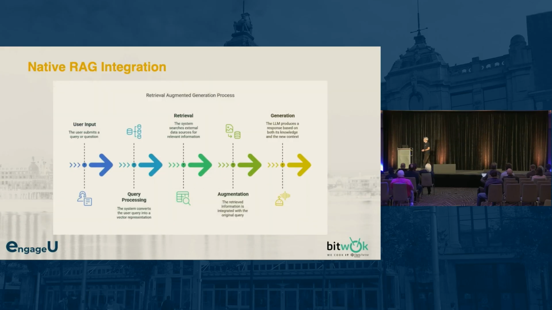So what you do is, a user gives an input, you query this processing, and the RAG is this Retrieval-Augmented Generation. What does it mean? You retrieve the data, you augment the information with your original query, and you generate with the LLM. And this is the idea.